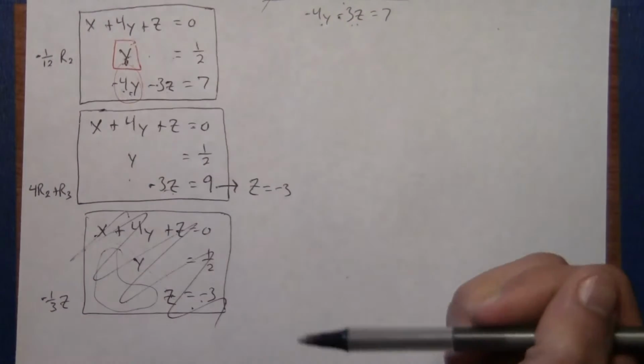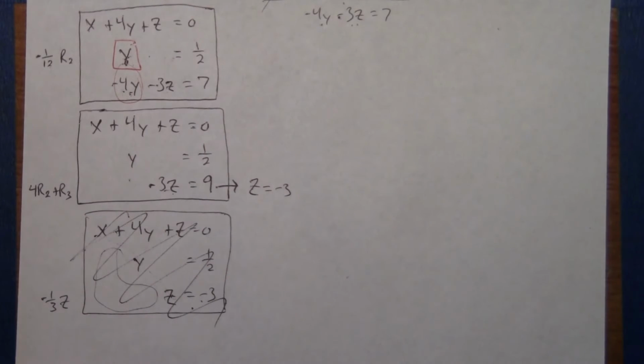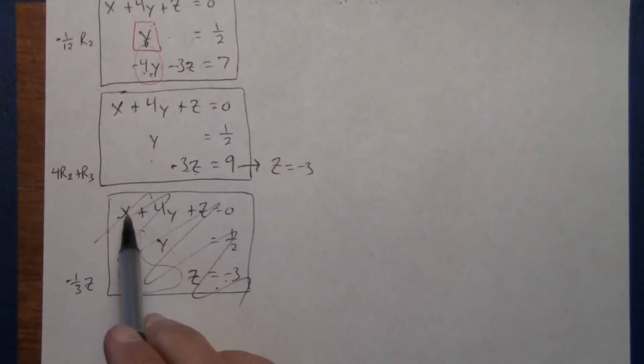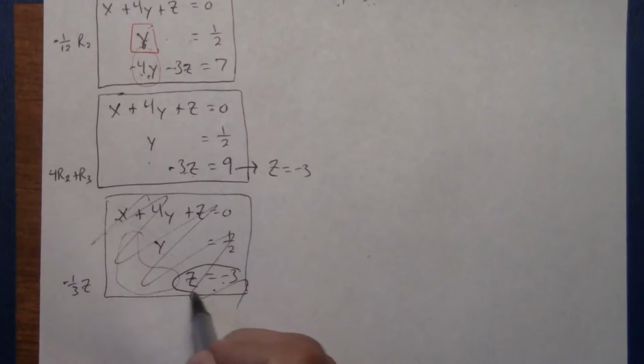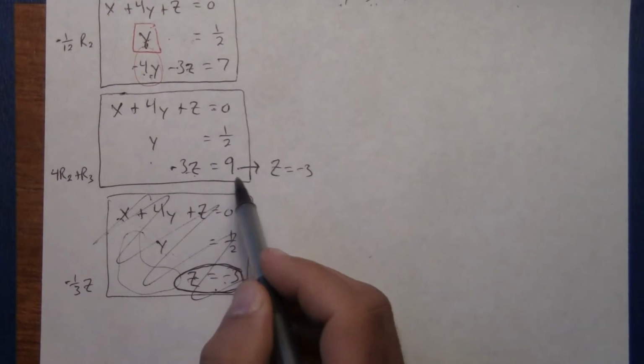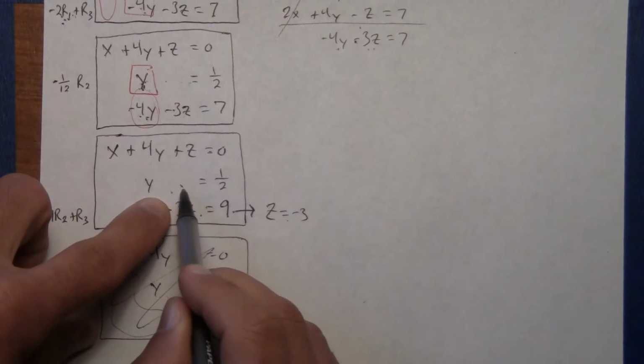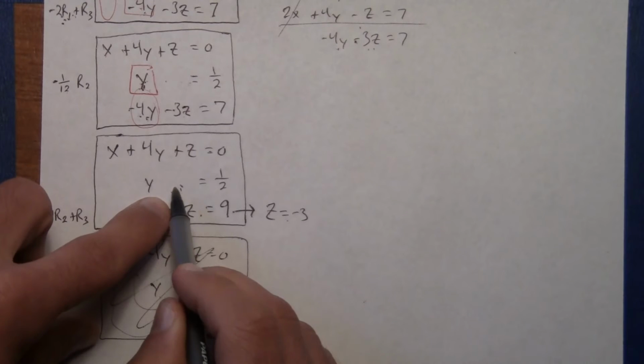Alright, so that's solving using Gaussian elimination, or the book calls it row echelon form right now. Now we haven't technically solved. All we've gotten is that stair-step pattern that we looked for. Now obviously I can see that z is equal to -3. What you would then do is go back to the second equation and plug z in.